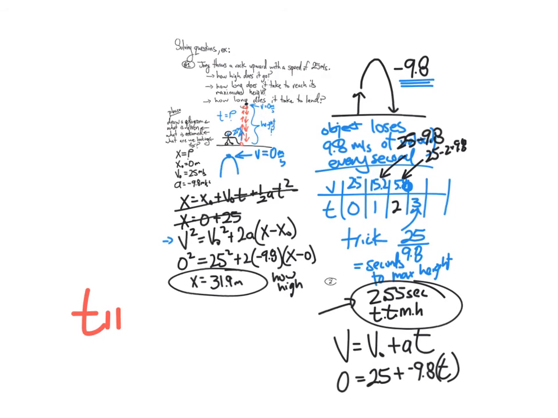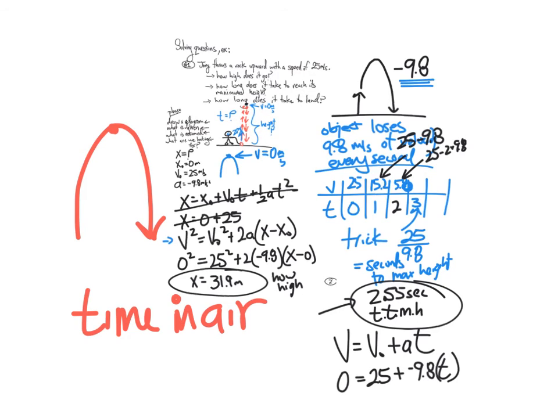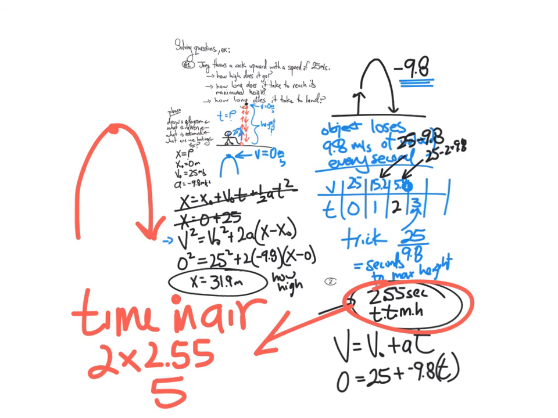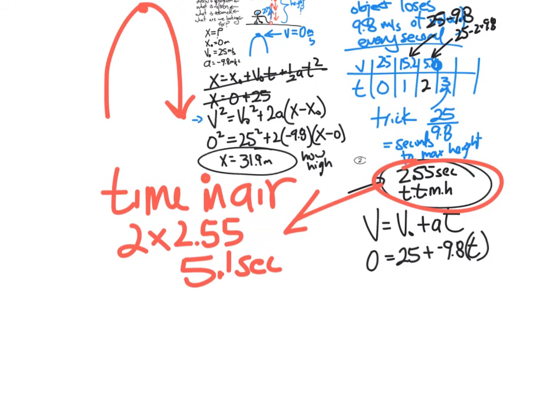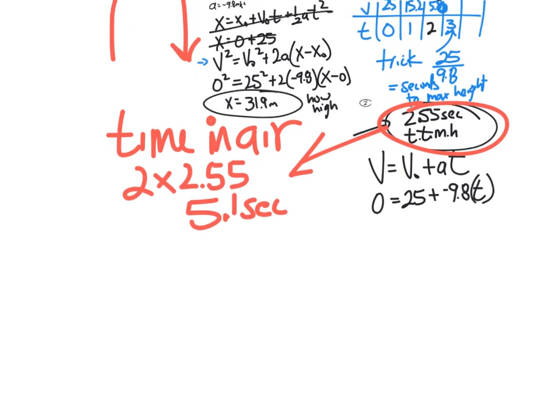So we could describe this as time in air. And the time in the air to go up is the same as the time to go down. So we could basically, here's a trick, just take the time to maximum height and multiply it by 2. I think this is going to give us 5.1 seconds in the air. So that's a trick.